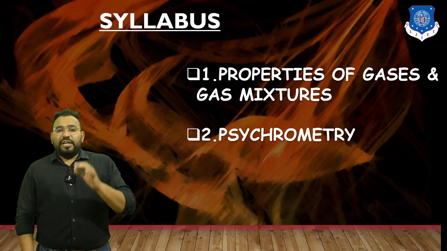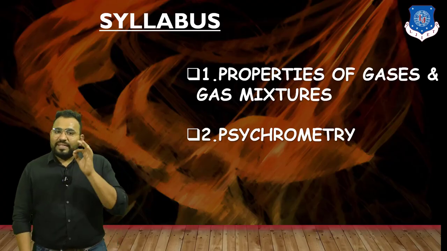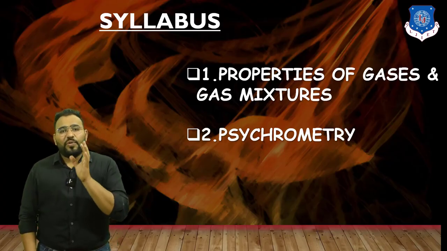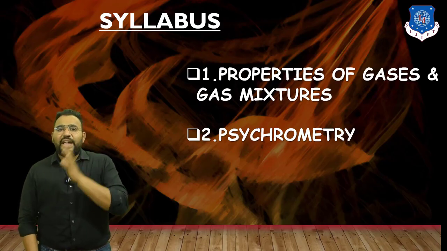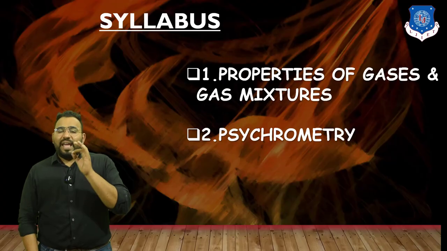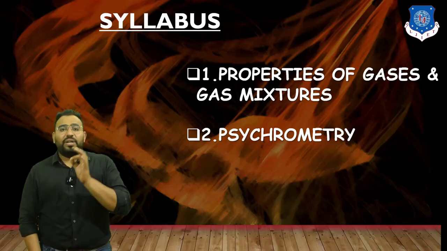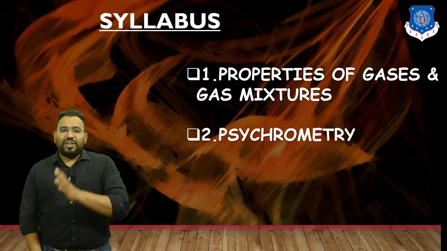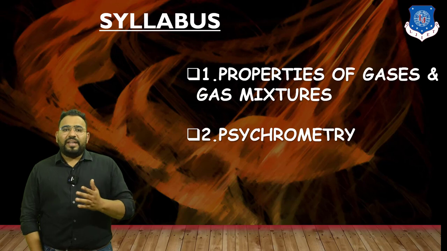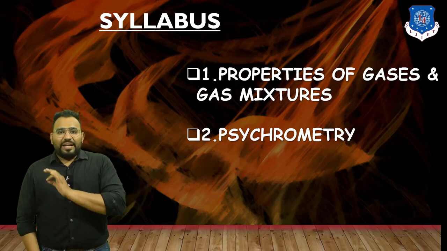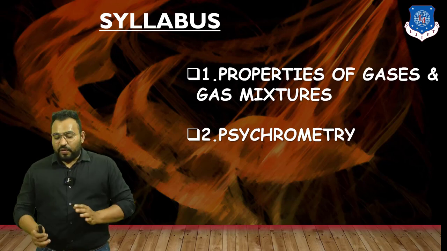The second chapter is known as psychrometry. Now what is psychrometry? Psychrometry means nothing but learning air conditioning. It is the study of moist air and how moisture affects the environment. In this chapter you will learn the psychrometric chart and different psychrometric processes like sensible heating, sensible cooling, humidification, dehumidification, etc. So psychrometry is nothing but your air conditioning.